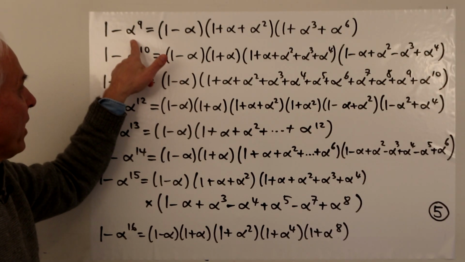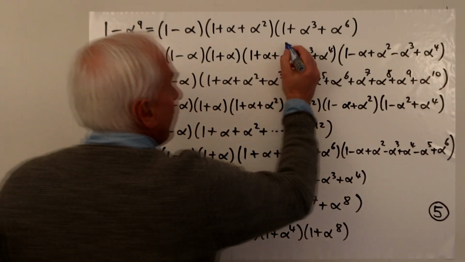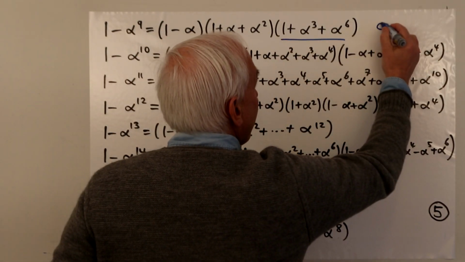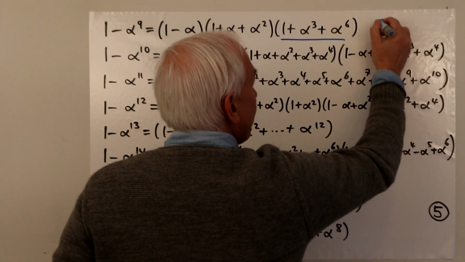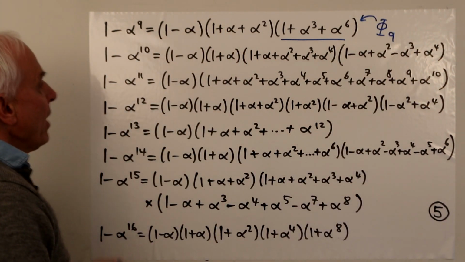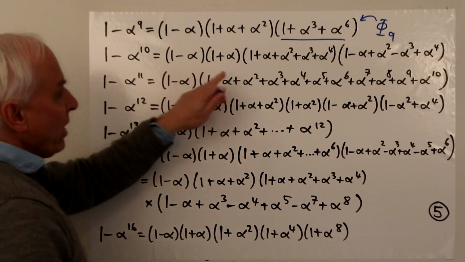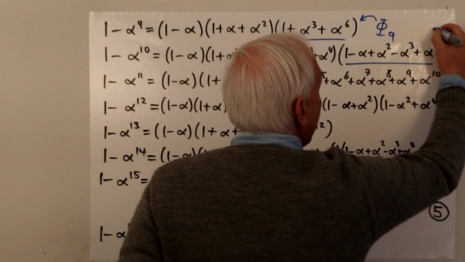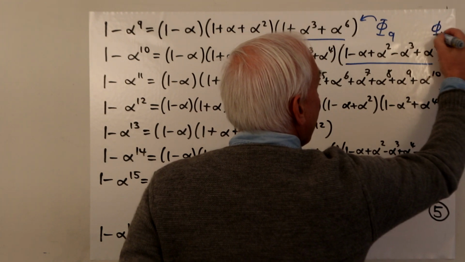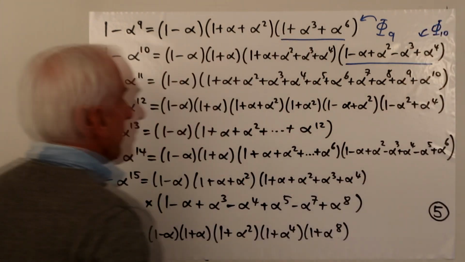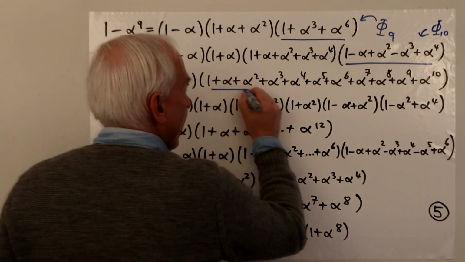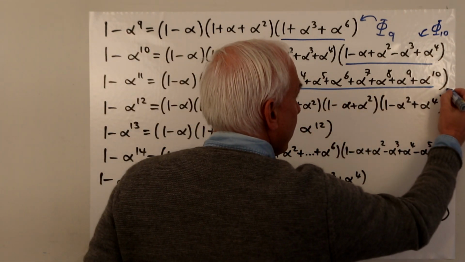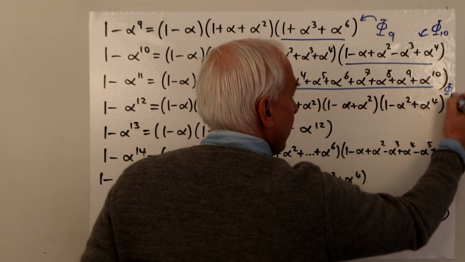With n equals 9, this is the new one. So this is going to be phi sub 9. With n equals 10, well, we've seen this one. This was phi sub 5. This is the new one. That's phi sub 10 right there. Okay, this one here is phi sub 11. Okay, maybe I'll squeeze it over here, phi sub 11.